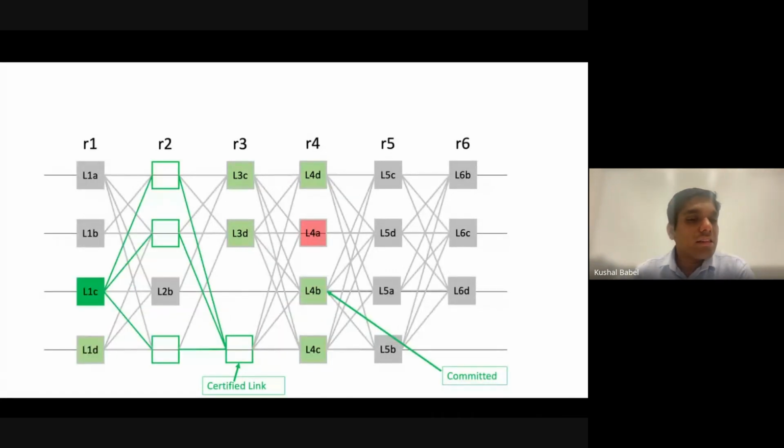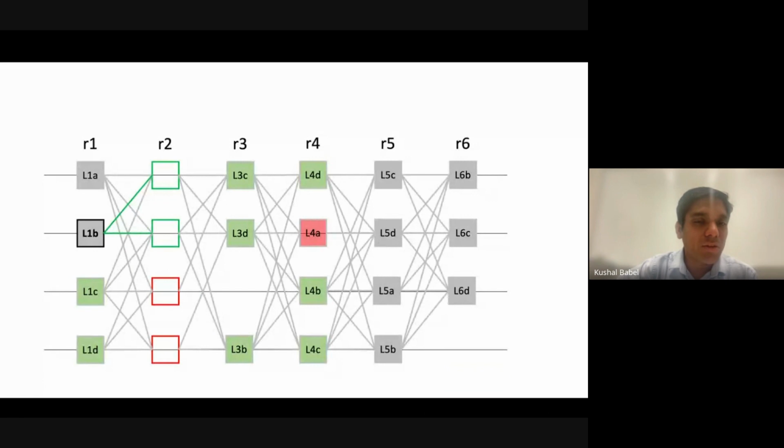So moving on to L1C. L1C again is the same story as L1D. It doesn't have enough support or blames to directly commit or skip it. So we need to go to the first block that's after round R+2. There's a certified link. And so you again indirectly commit L1C.